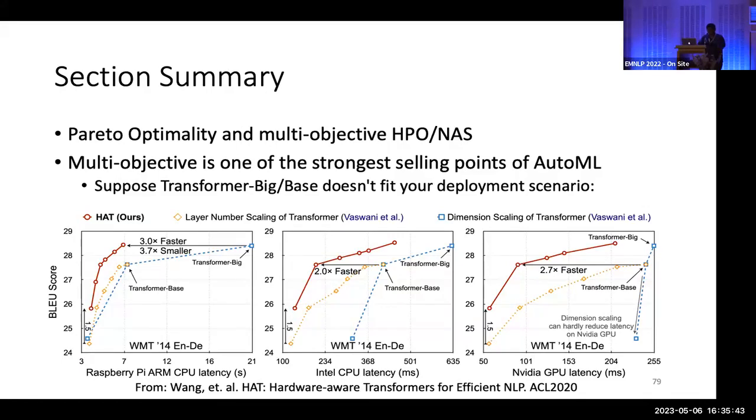All right, so I just want to summarize the section by saying, multi-objective is important, and this is, I think, where AutoML will really help if you care about multiple objectives. And Pareto optimality is one way to deal with multiple objectives, and that is easily incorporable into most of the algorithms out there.